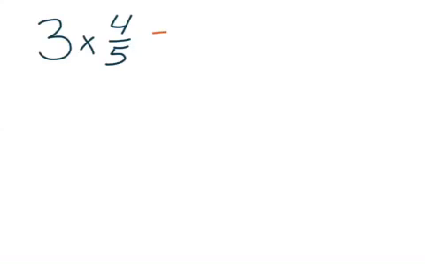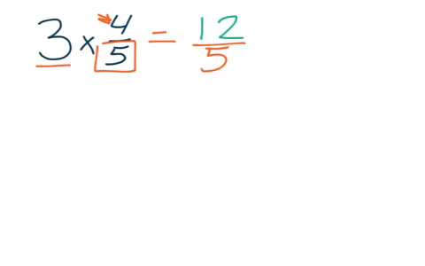it times our fraction, all we're doing is taking our whole number and multiplying it times our numerator. Our denominator stays the same. So, I'm going to start out by putting my 5 here. My denominator does not change. And then all I have to do is multiply 3 times 4 and I get 12. And that's it. That's my answer.